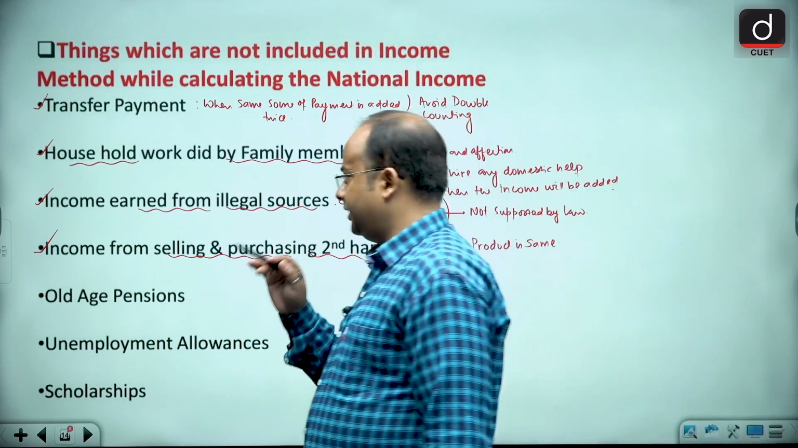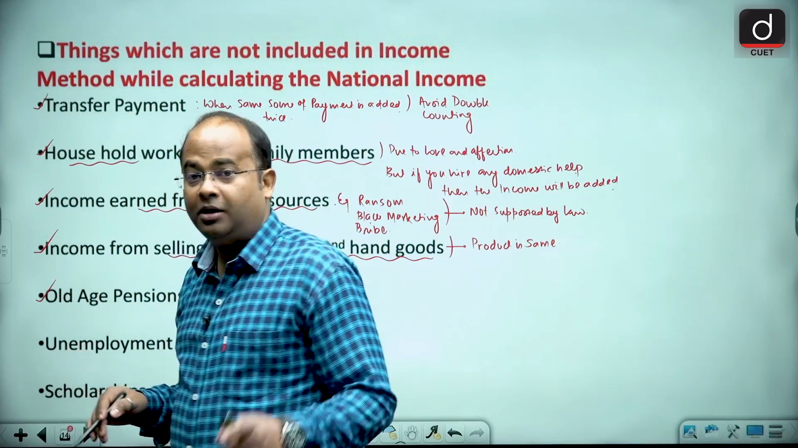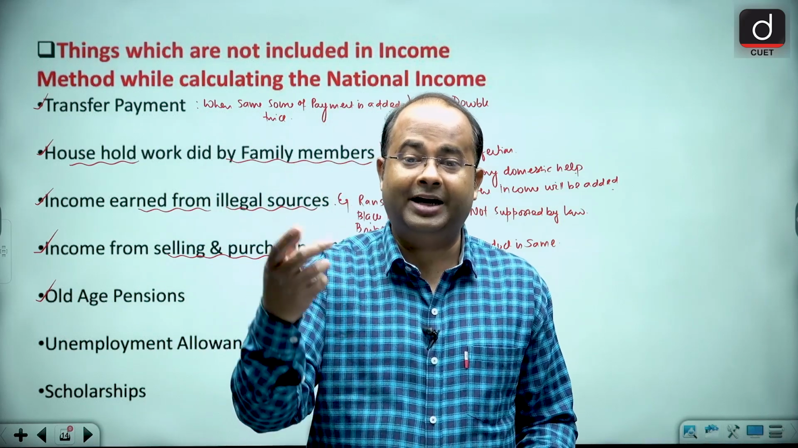Next we have old age pensions. Old age pension which is given to the elderly people is not added. Why is it not added? Because it does not create any production.